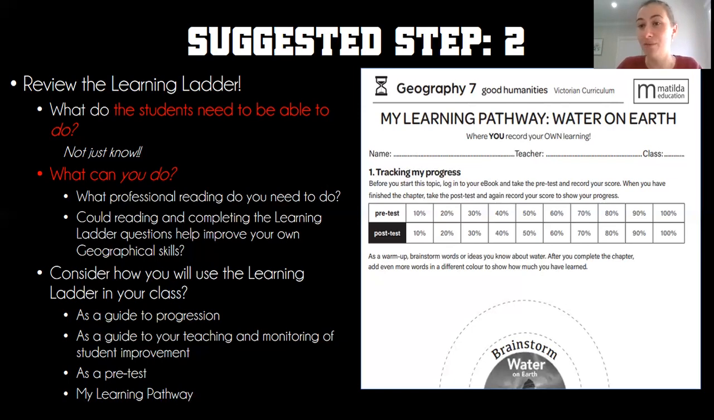Are you challenging them to do slightly more challenging questions? So it's really up to you as to how you use this learning ladder. But the idea is that it's really focused on positive development.